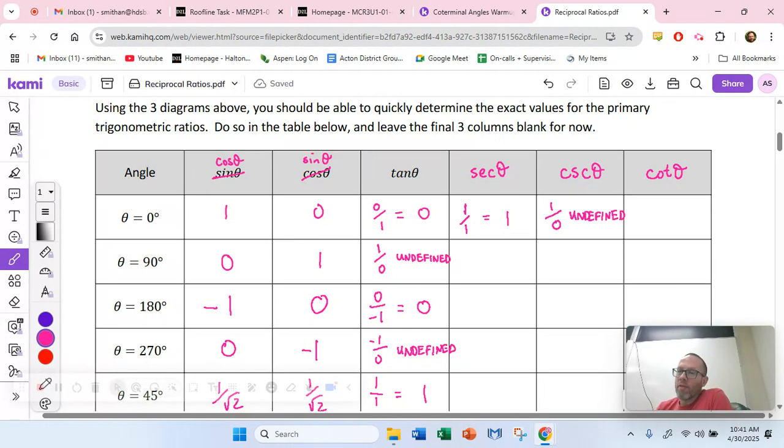Well, what about the cotangent of 0? It's the flip of tan, and if tan is 0, the flip of 0 is undefined. So we just have to be mindful of that. Let me do 90 degrees with you as well. For secant of 90, the flip of 0, we just talked about this, is undefined.